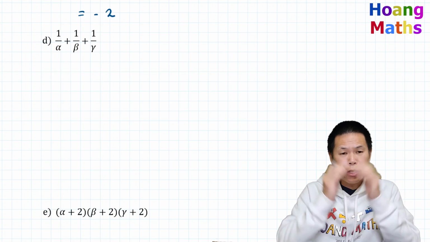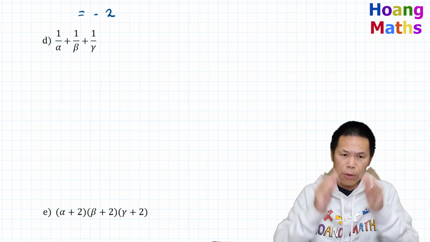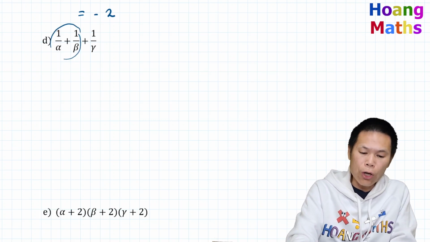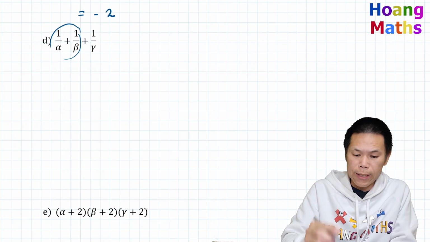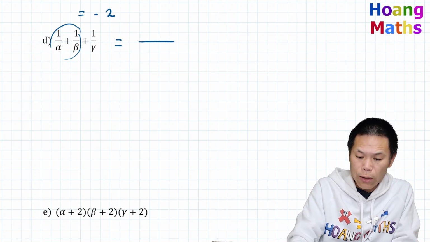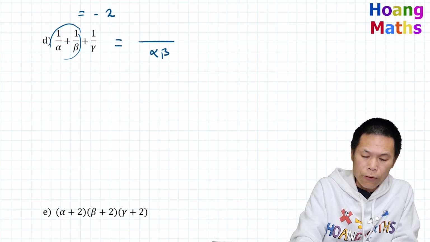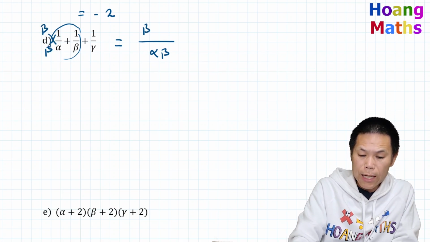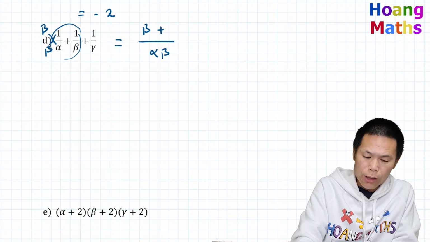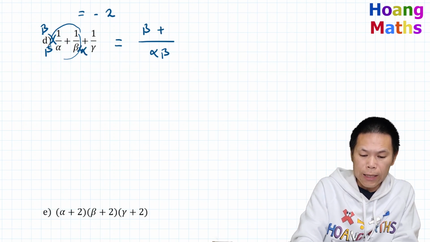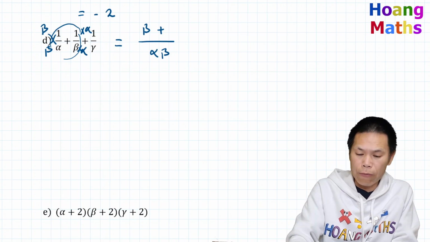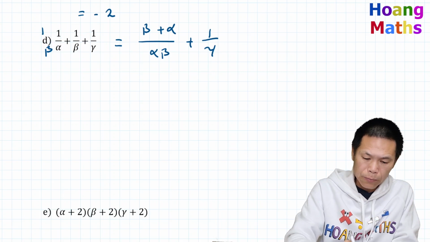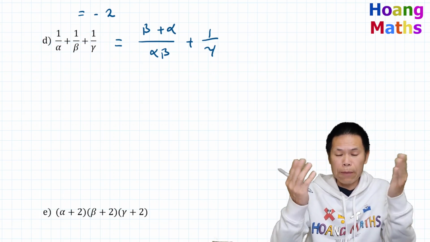Part D. So what we need to do is we just need to add the fractions together. Okay, let me just do one step at a time. Let me just add these two together first. So therefore, the common denominator is alpha beta. So let me just write equal alpha beta. So the first term is we times by beta and beta. So that becomes beta. And then we add this second term here, we times by alpha and times alpha, right? So 1 times alpha is alpha. So we add 1 over gamma. So there you go. So we just add a bit further.